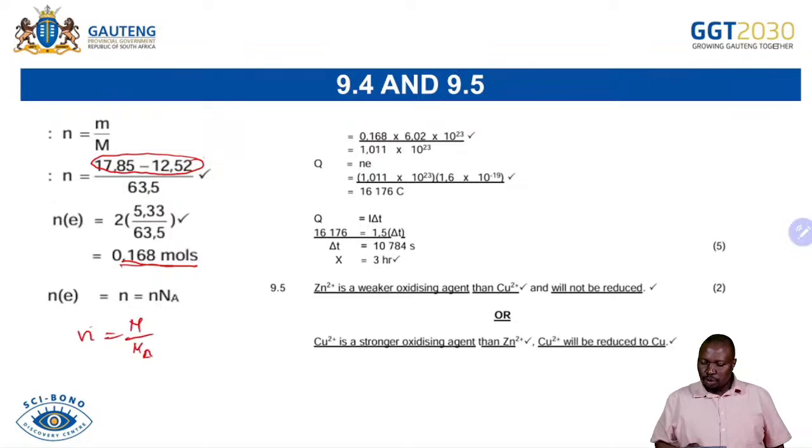You use that one. When you substitute, you are able now to get your N, and then you can use the Q, the charge as well. Then you are able to do that and calculate your time.